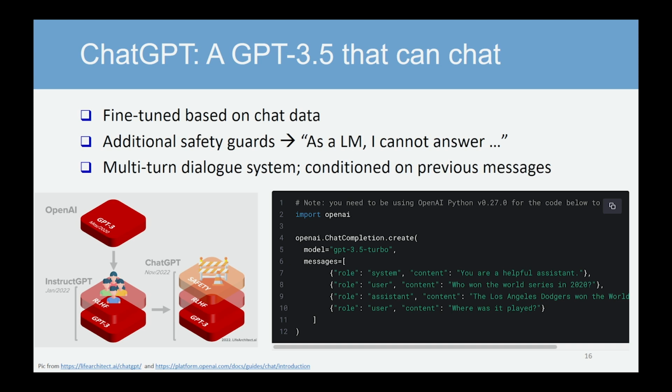And they also built this as a multi-turn dialogue system, and it's conditioned on the previous messages. So you can see here on the right-hand side, this is the API you can call for ChatGPT. And in the very beginning, you have the system setting.